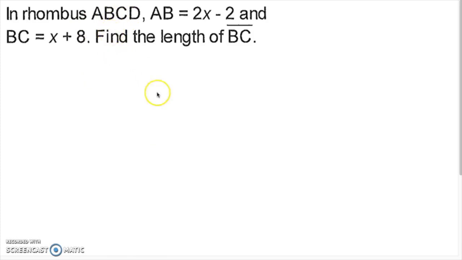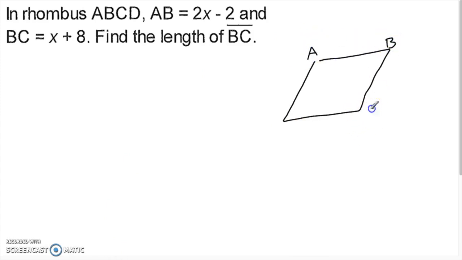So in a rhombus ABCD here, I've got some information about the shape. Now they haven't given me a picture, so I'm just going to draw one. I've got ABCD. Whenever you label a quadrilateral, you have to go in one direction. So I can start anywhere I want with A, but once I pick a direction to go, I have to keep going in that direction. I can't skip around the shape. So you go either clockwise or counterclockwise. So they're telling me AB is 2x minus 2, and they're telling me that BC is x plus 8.